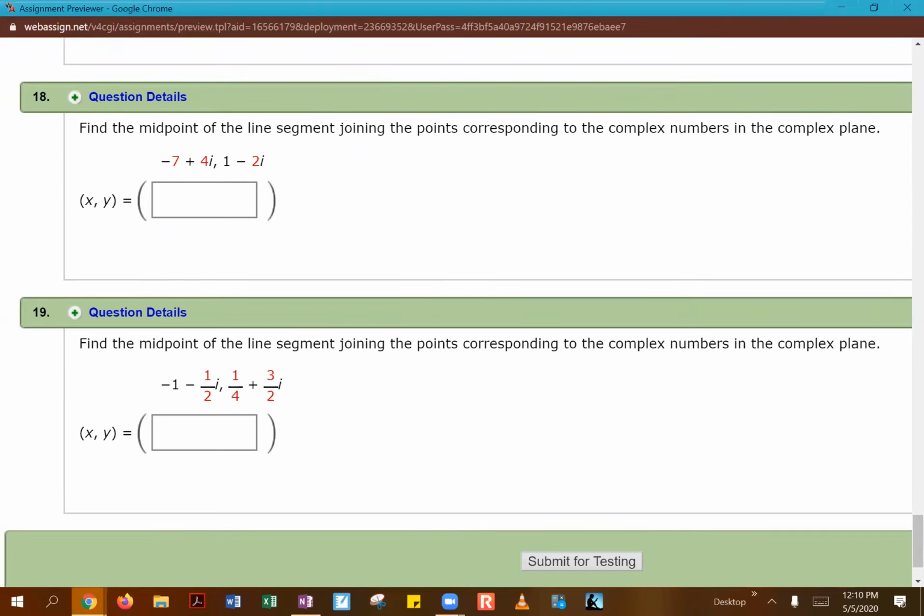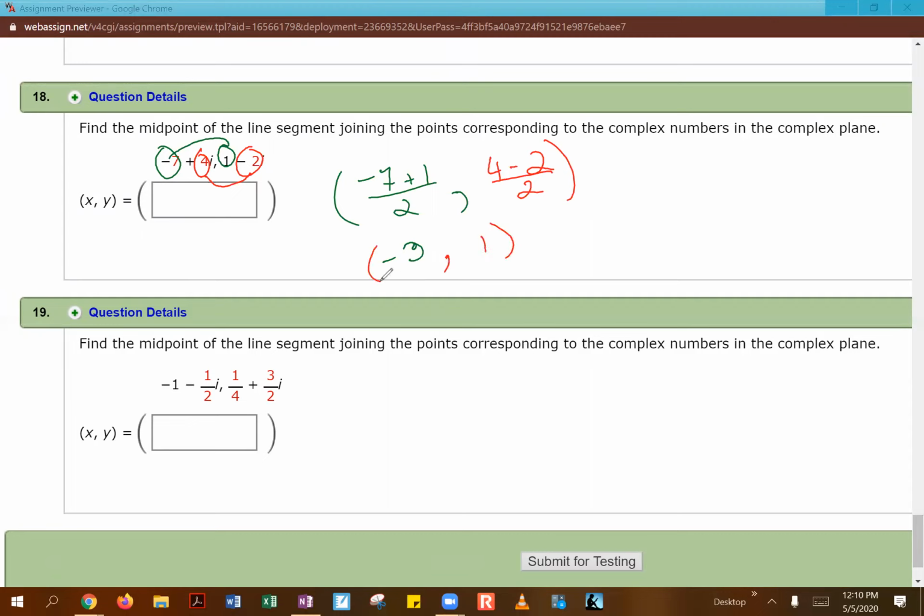Only difference is you take your real numbers and you add them together, divide by 2, right? So negative 7 plus 1 divided by 2 will end up giving us negative 6 divided by 2, so negative 3. And then for the imaginary part, you are again just interested in the number, so you would take the 4 and add that with the negative 2. It's just 1. Because you're basically doing 4 minus 2, and the 2 over 2 would end up giving you 1.